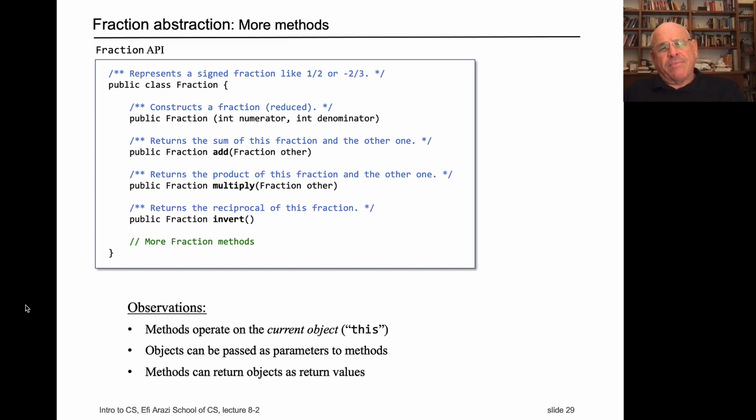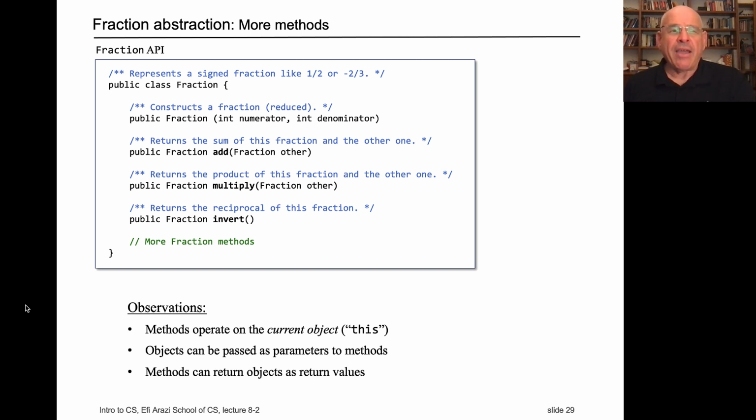Now, you may ask yourself, where is this fraction that I'm talking about all the time? Well, when I say the current fraction, I mean the fraction on which we are now operating. You will see in a minute what I mean by this. And in the world of object-oriented programming, the current object is always represented by a special object variable called this, THIS. And that's why I use this in the documentation.